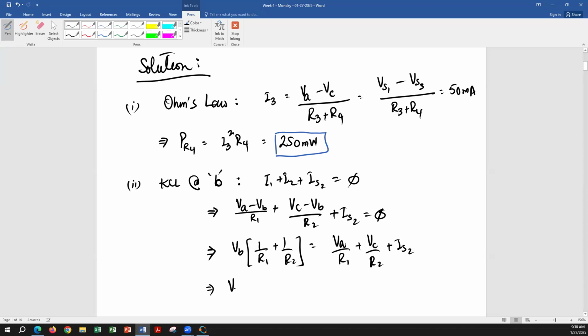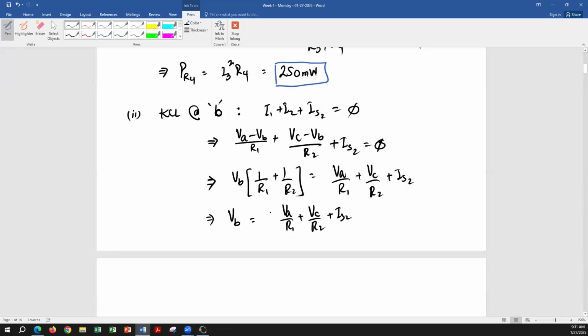So my VB will simply be VA over R1 plus VC over R2 plus IS2, divided by 1 over R1 plus 1 over R2. I don't need to write this down, and you don't need to write this down, because we are just doing simplification. So no need to rewrite this.